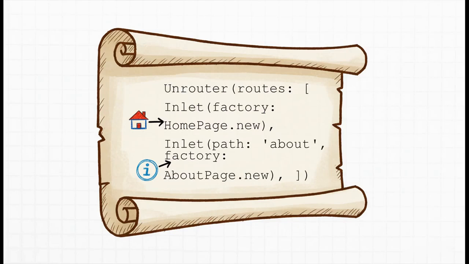And here's what that declarative style looks like in action. It's super straightforward. You just create your Unrouter and give it a list of routes. Unrouter calls them inlets. See how simple this is? The home page is at the root, and the about page is at /about. Everything's right here. Easy to read, easy to manage.